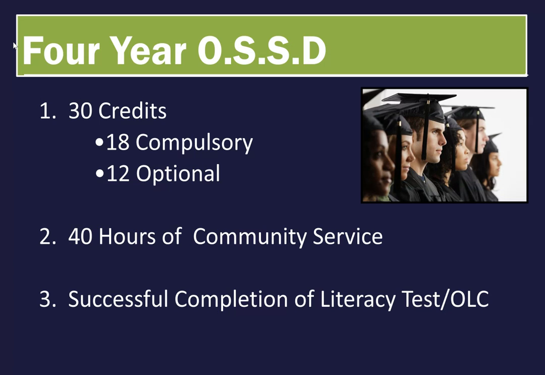So as a reminder, high school is a 4-year program. Within those 4 years, you will get 30 credits, 18 of the compulsory courses you have to take as mandated by the Ontario government, and 12 of them are optional based on what your pathway and interest is. You will also need 40 hours of community service and successfully complete the literacy test, of which hopefully, fingers crossed, you will do this year in the spring.